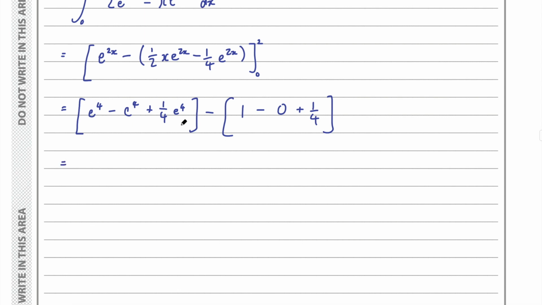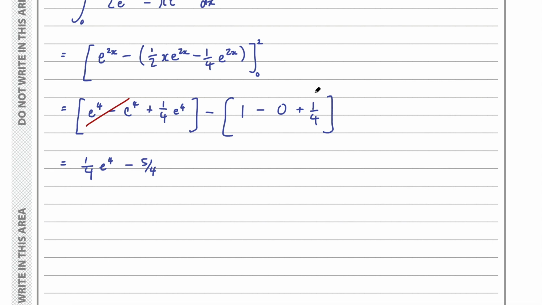Okay, so looking at this first set of brackets here, I can see we've got an e to the power 4 take e to the power 4, so they'll cancel out. Then I'm left with a quarter e to the power 4. Subtract 1 plus a quarter, well, that's just going to be 1 1/4 or 5 over 4. And that's a positive, so this will be take 5 over 4. And then essentially we're done.